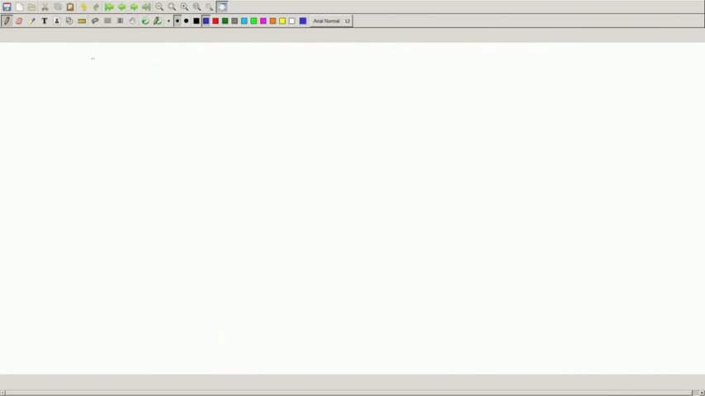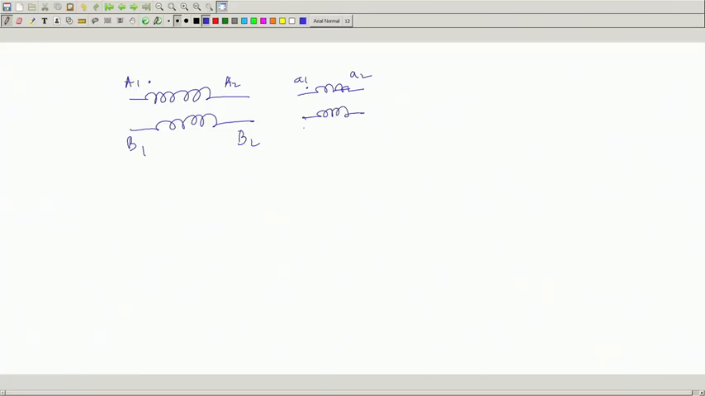So, I will now draw a bit faster to say about loading of this transformer. For example, what I have done? This is A 1, A 2, this is corresponding small A 1, A 2, these are dots. Similarly, this is B 1, B 2. The previous diagram only I am drawing, C 1, C 2, these are dots, and this is the third phase C 1, C 2, and this is small C 1, C 2.